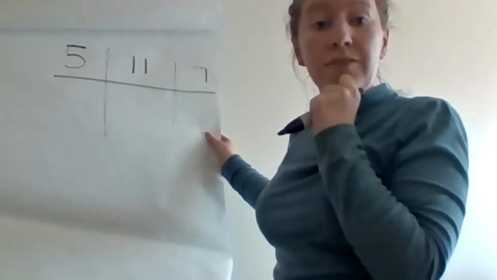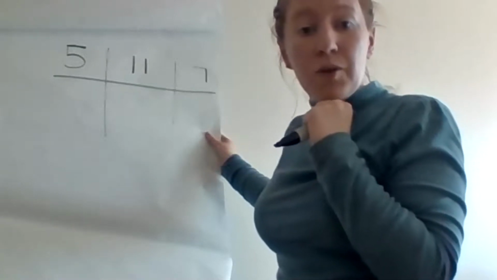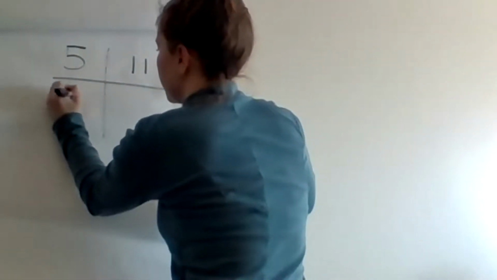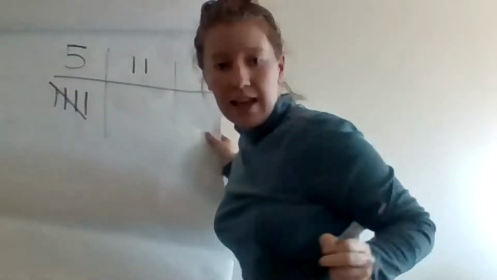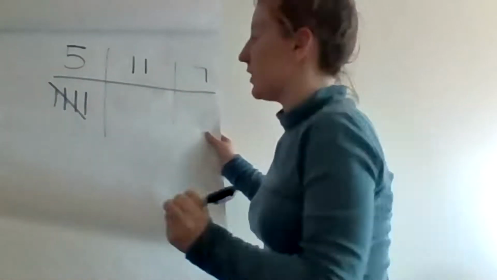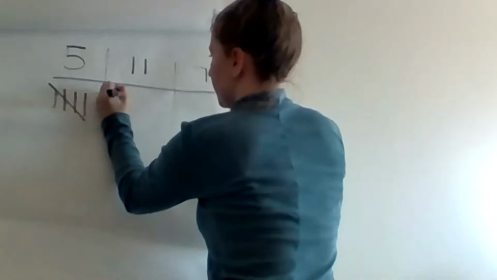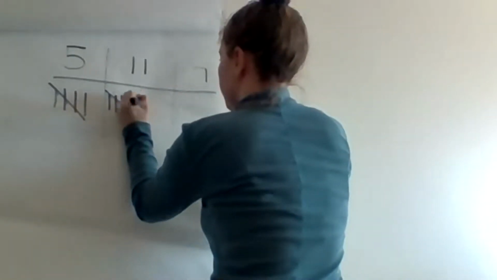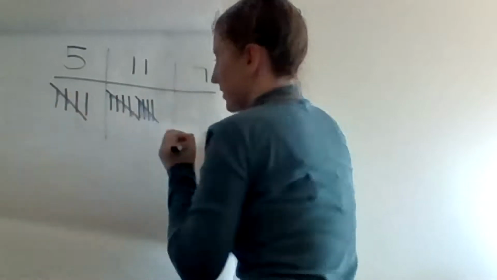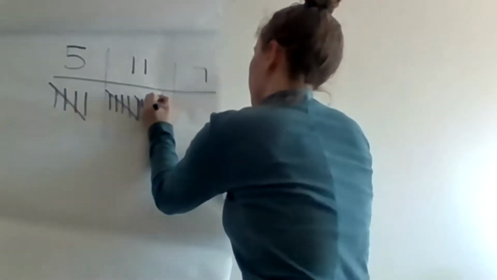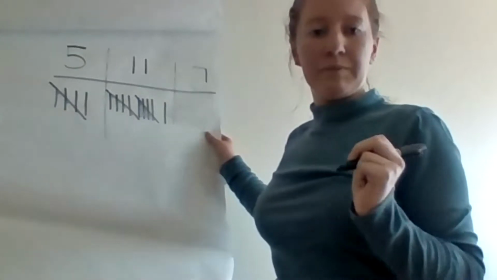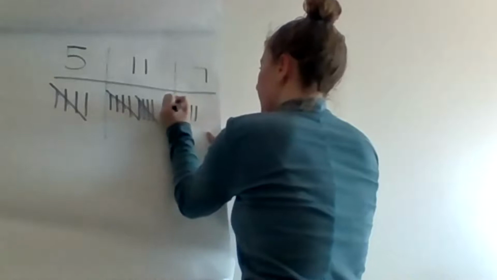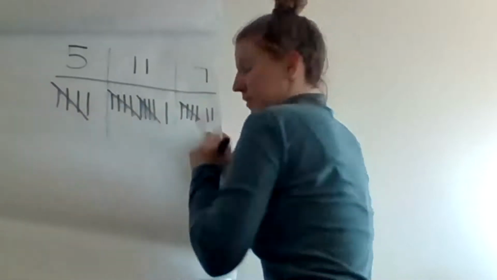Awesome. Pause if you need more time. I'm going to go ahead and show you the answers. For 5 tally marks, you go 1, 2, 3, 4. Slash makes it 5. For 11, 1, 2, 3, 4. Slash 5. 1, 2, 3, 4. Slash makes 10. And one more makes 11. And for 7, 1, 2, 3, 4, 5, 6, 7.